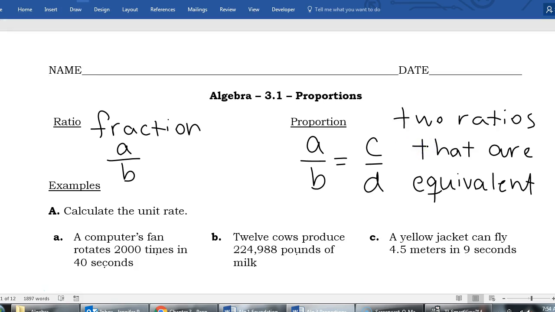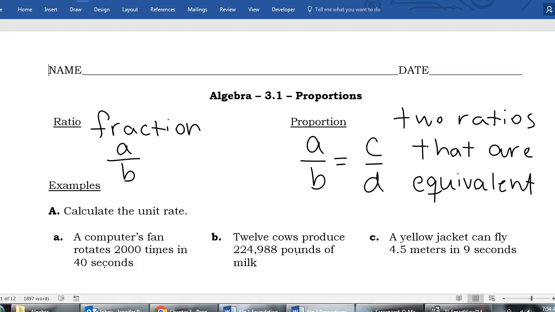There we go. So calculate the unit rate. So unit rates are basically you just take the numbers and you divide them. But you do have two options. You can always divide one way or then reverse your fraction and divide them the other way. So it's sometimes easy to figure out how to divide, sometimes a little difficult.